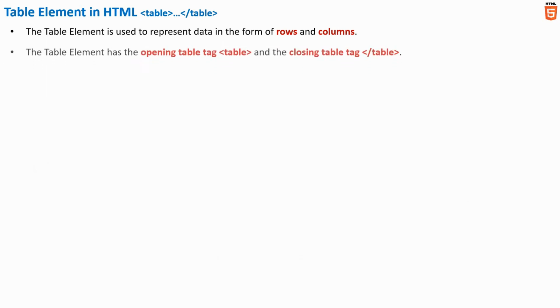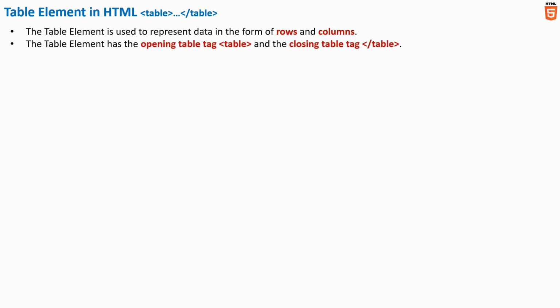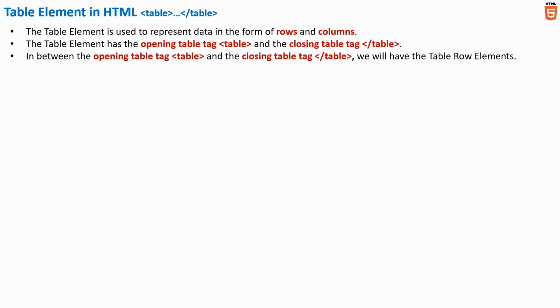So friend, let's start. The table element is used to represent data in the form of rows and columns. That is, whenever our requirement is to represent some data in the form of rows and columns, then we will use the table element in HTML. The table element will have an opening table tag and also the closing table tag. And in between this opening table tag and the closing table tag, we will have the table row element.